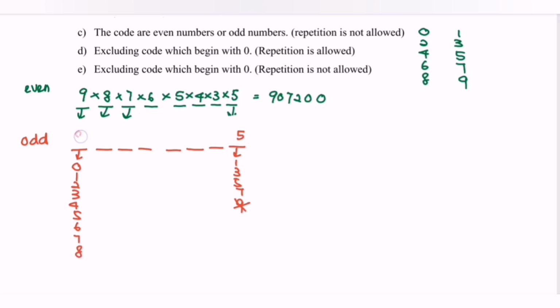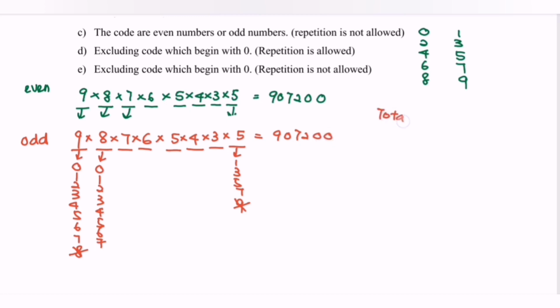So the answer is 9. And we eliminate the 8 and we have the following one. So how many options do we have? So the answer is 8. And keep going. We have 7, 6, 5, 4, and 3. Multiplies the numbers. And we will have 907200. So total up the situation. So the total will be 1,814,400 for the case, the code are even number or the odd number.